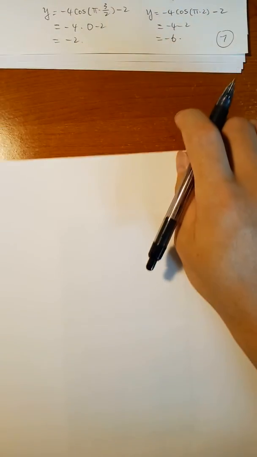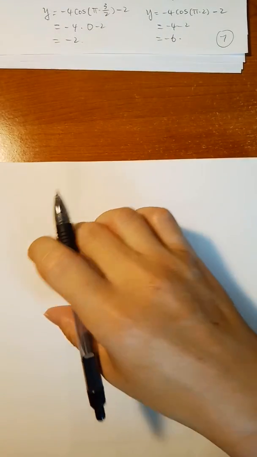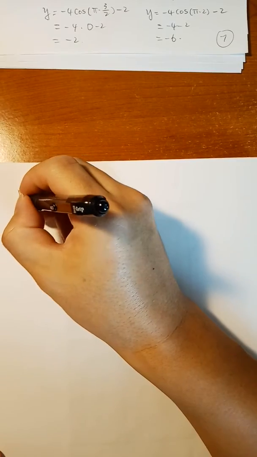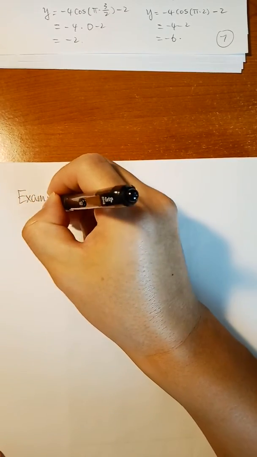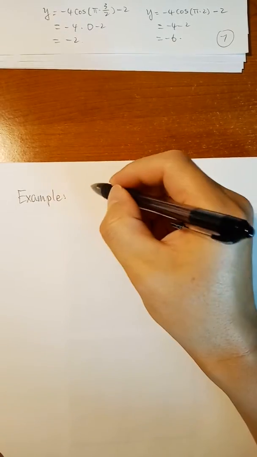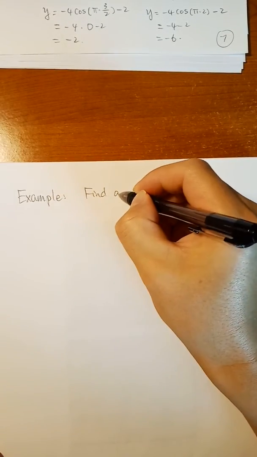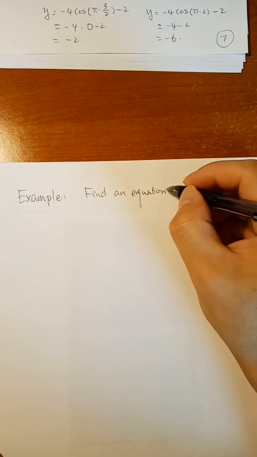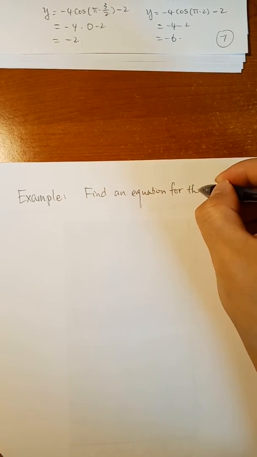Okay, so next, we have an equation, we have a function, we can find the graph. If we have a graph, we can also determine the function. So, find an equation for the following graph.